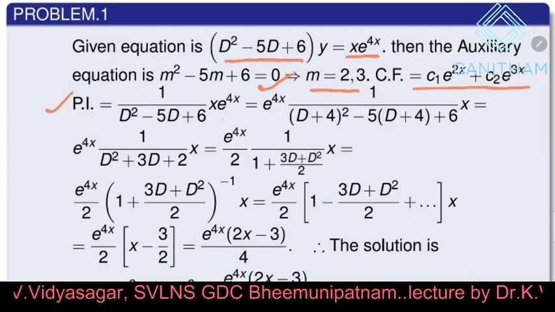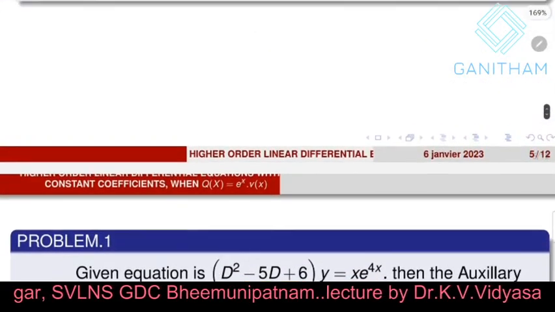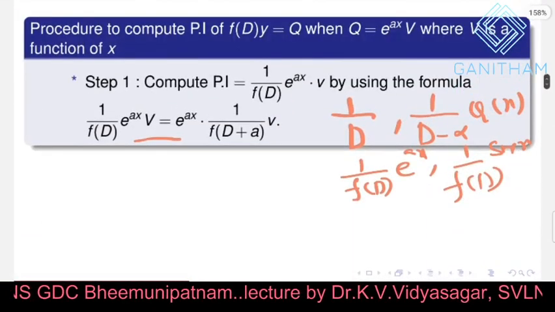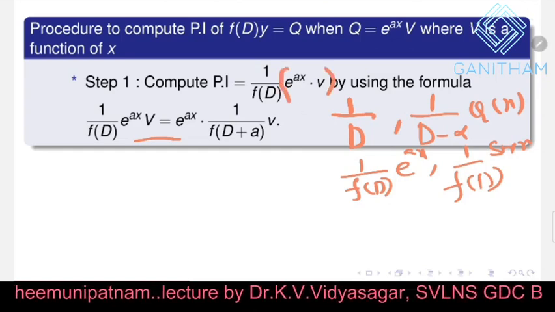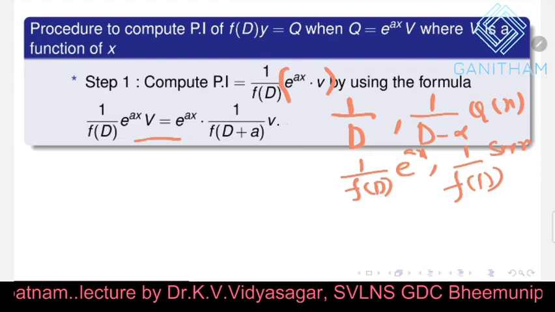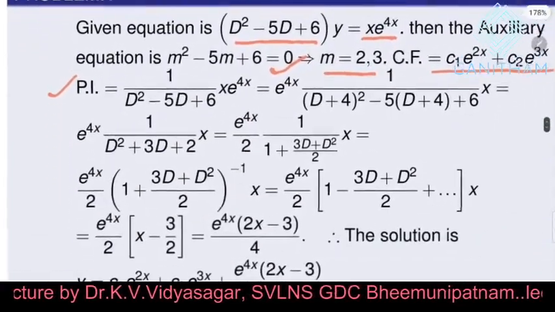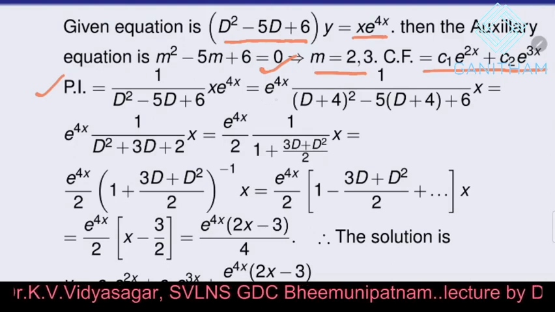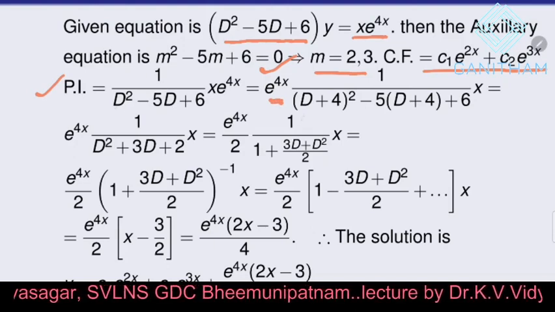And Q of x is equal to x into e to the power of 4x. So already I explained how to find this. When Q of x is equal to e to the power of ax into V, then e to the power of ax should come forward, and in place of D we need to write D plus a into V of x. So by using that procedure, it is equal to e to the power of 4x here, and 1 by, in place of D I will write D plus 4.